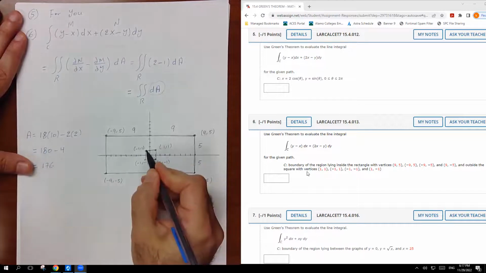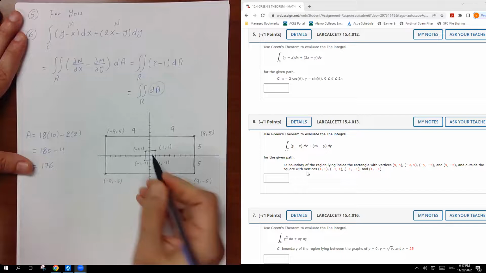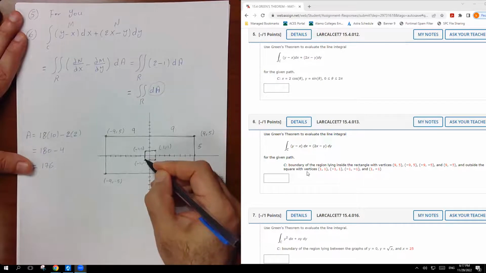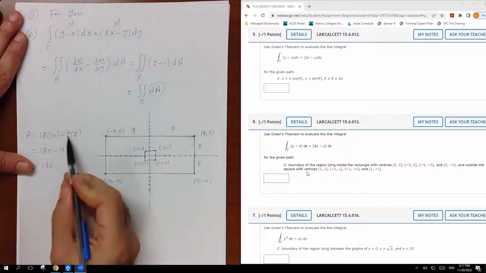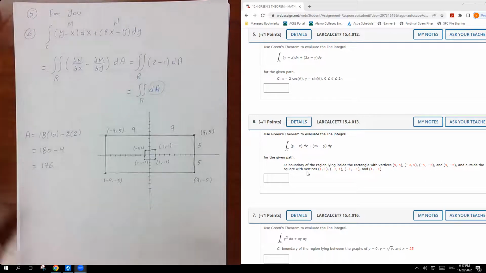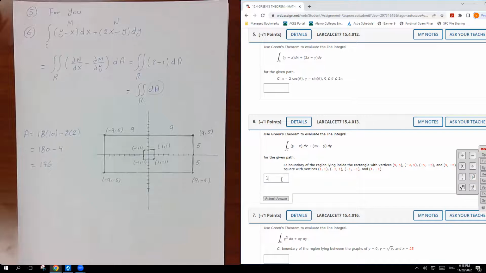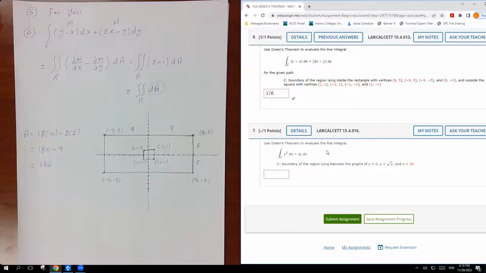Now the distance from here to here is 1 and 1, so it's going to be 2. And the same thing here is 2, so that means 2 times 2 is going to be 4. So 180 minus 4 is going to be 176. So that's it for this example. So 176. You got it right.